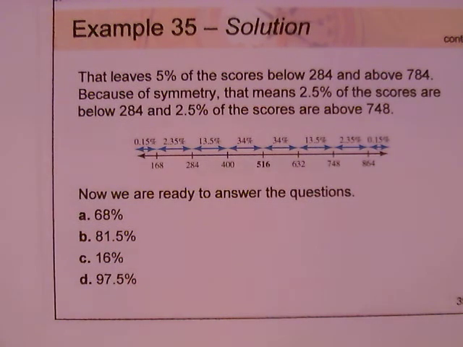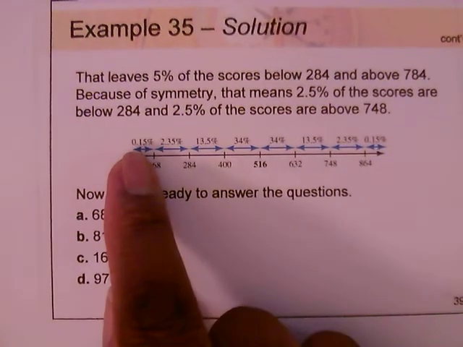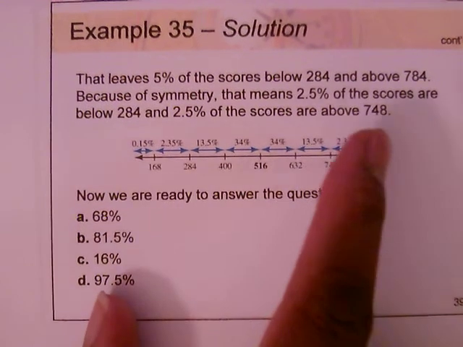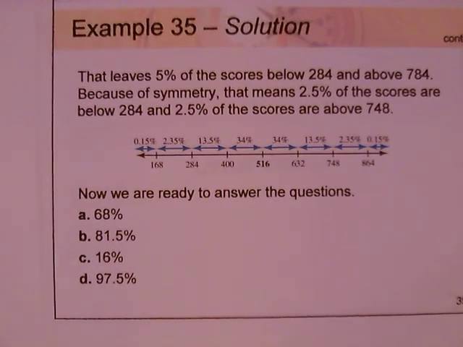And then if the whole normal curve has an area of 1, then 1 minus 99.7 would leave you with 0.3. And 0.3 divided by 2 would be 0.15. So 0.15% is on the far left and 0.15% is on the far right. So that's where they're getting those percentages from. Now, let's answer those questions in parts A, B, C, and D.